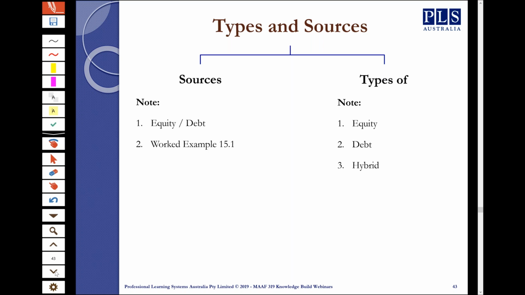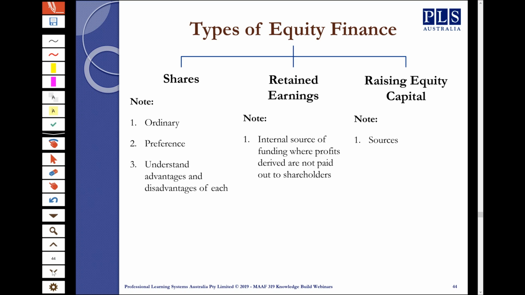So with respect to your types and sources, note sources, they talk about equity and debt. So source of equity, source of debt, that sort of logic. Worked example 15.1 does a comparison look. So it compares different types, different sources of equity and debt. So that's not a bad process to work your way through. But then you'll find they then talk about types of equity, types of debt. So types of equity, shares, retained earnings, and raising equity capital. I'm probably more of the view that it'll be raising equity capital here if at all.